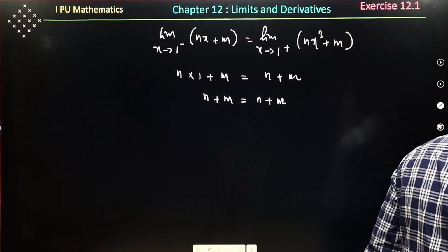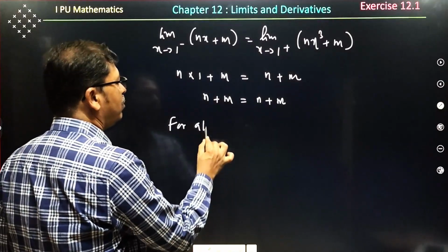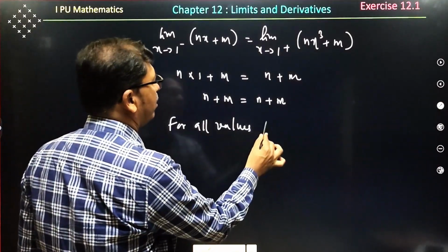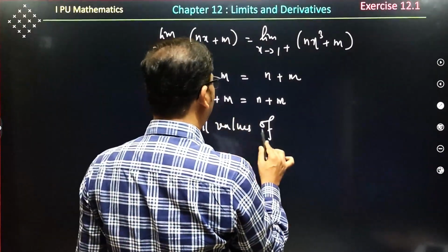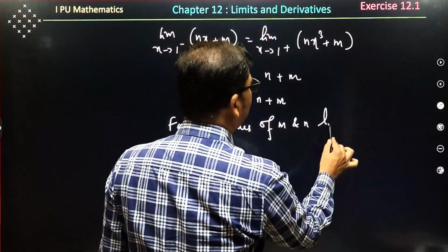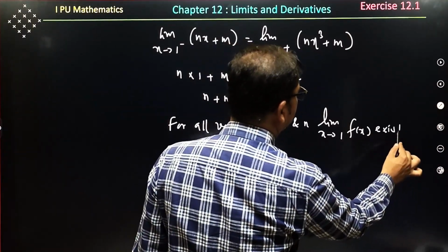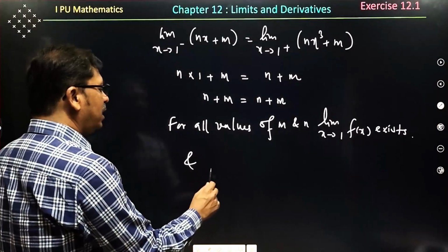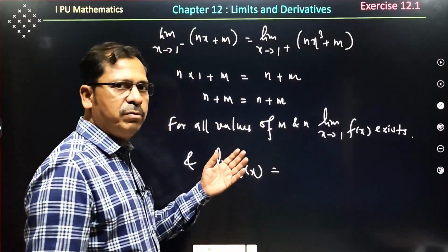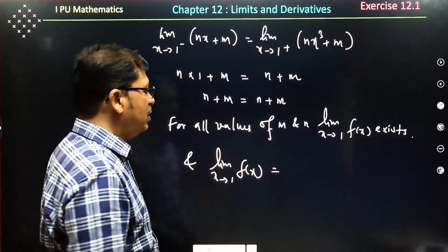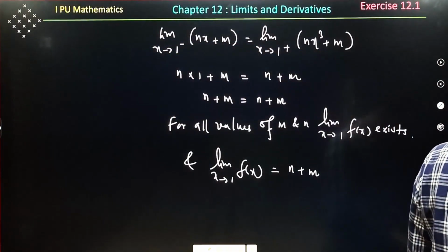For all values of m and n, whatever m and n we take, both sides become the same. So for all values of m and n, limit x tends to 1 fx exists. And that limit x tends to 1 fx value, both left hand limit and right hand limits must be same here, n plus m and n plus m. So this must be equal to n plus m.